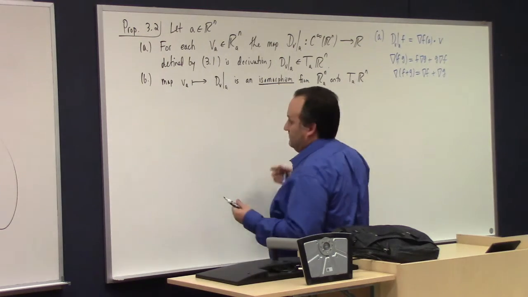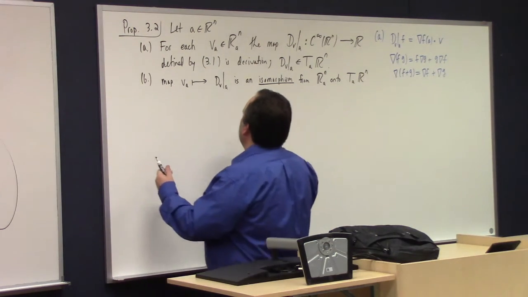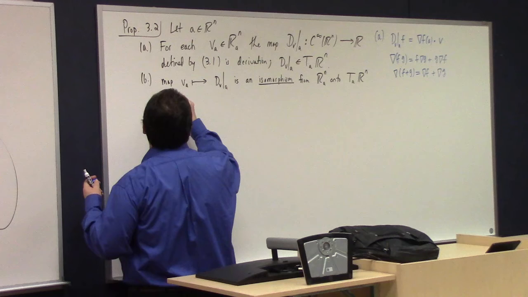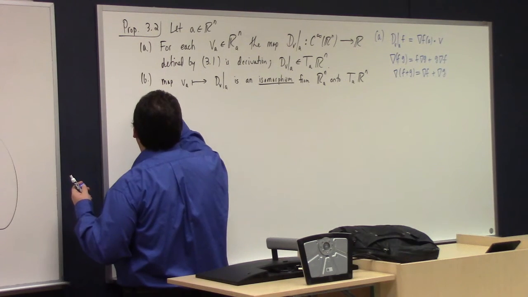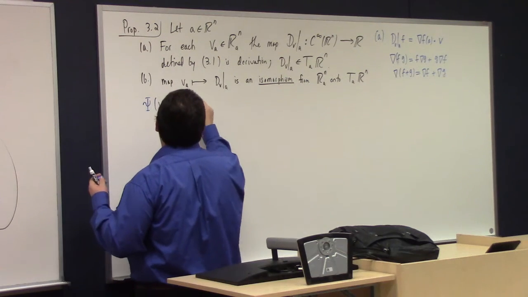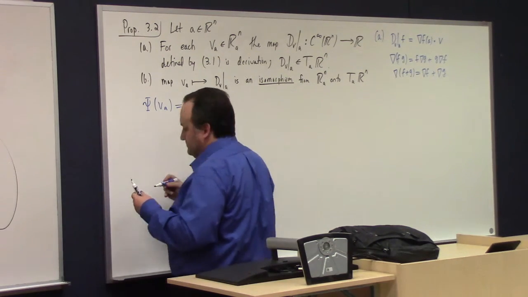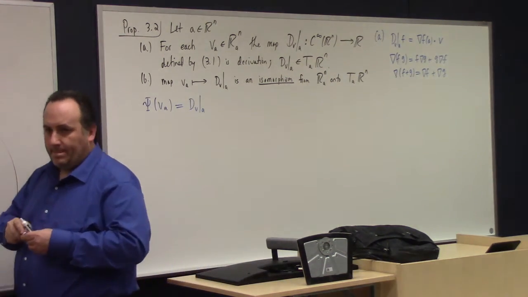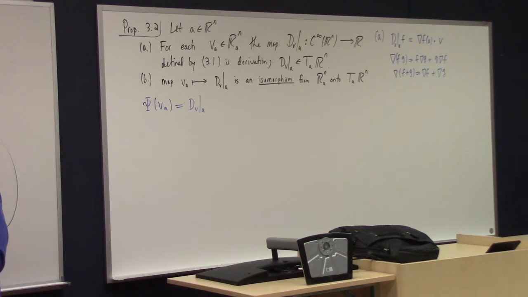It's an isomorphism. So let me just be clear. I'm going to invent a letter here. Psi of V_A is equal to dV at A, right? I want to show that that map is linear and bijective, right?